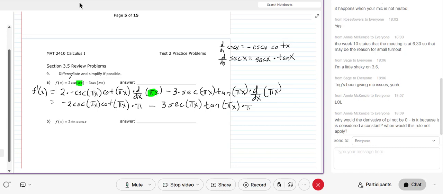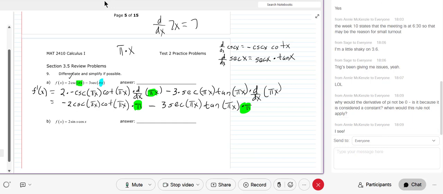So let's see, Annie, you're asking why the derivative of pi would not be 0? Well, first of all, I'm not doing the derivative of pi, I'm doing the derivative of pi times x. And that's no different than doing the derivative of something like 7x. It's equal to the number in front. So the derivative of pi x is going to be pi. That's where that's coming from. Do you understand what I'm saying on that? Okay, all right. I thought that was maybe what you were not seeing there.